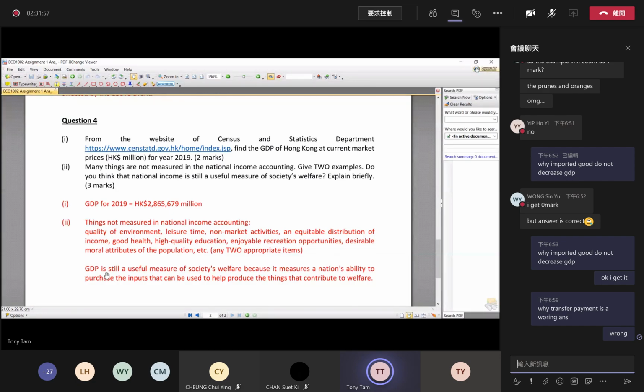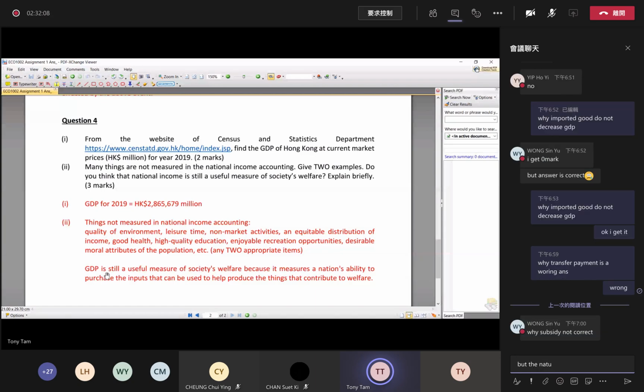But the transfer payment itself is not counted. So the consumption will be reflected by the GDP, right? So there is no point in writing the transfer payment. The same goes for subsidies. Transfer payment is, net, a sort of transfer of income, right?